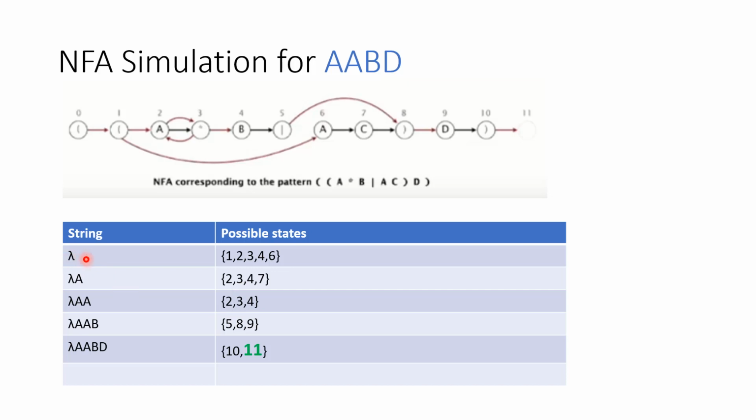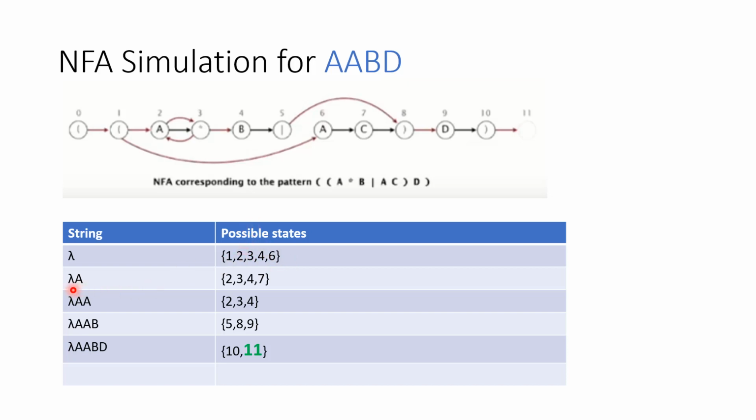So start with the empty character. If you read the empty character, you can take all the free transitions. You can go to 1, you can stay there, or you can go to 2. If you go to 2, you can go to 3, or you can go to 4. And that means 1, 2, 3, 4 will be there. But from 1, you can also take a free transition into 6. So the set of possible states after reading the empty string is 1, 2, 3, 4, 6.